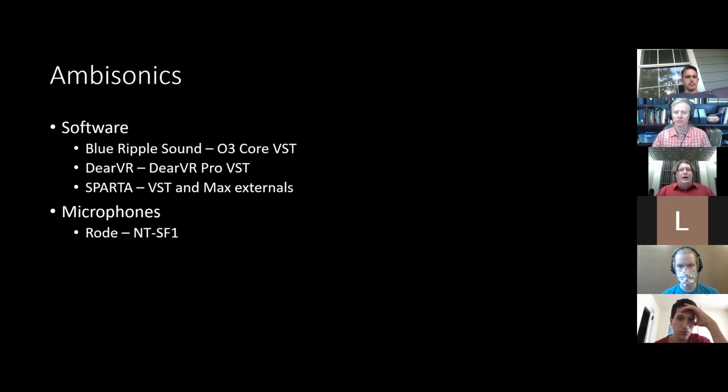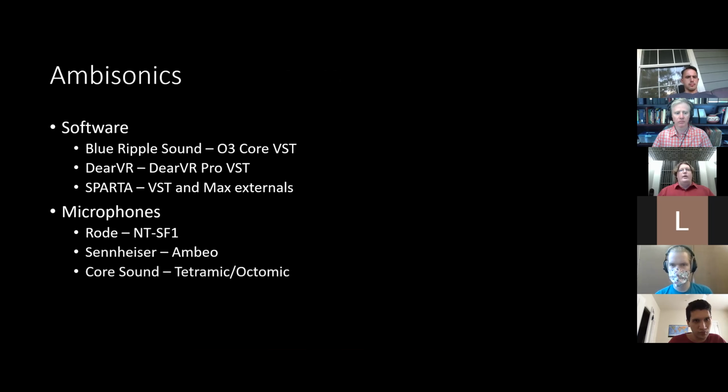A great microphone. If you have money to burn, there is the Sennheiser Ambio microphone. I never used them, never touched them. I just kind of looked at the price and noped out of that because I'm poor. People who have them swear by them. I see them around, but I have no personal experience with them. And then Core Sound has the Tetra mic and the Octo mic. The Octo mic is a second order ambisonic microphone. They're great.